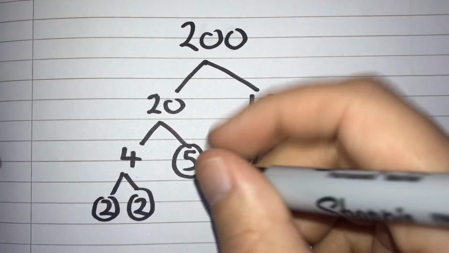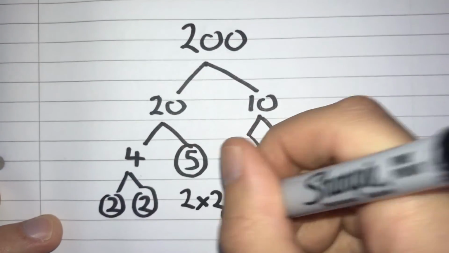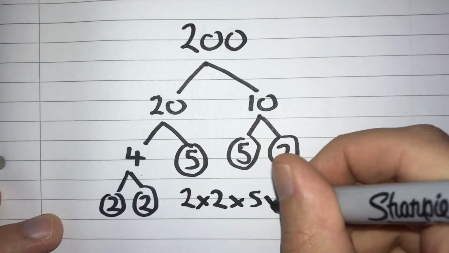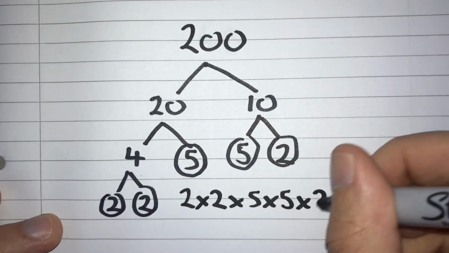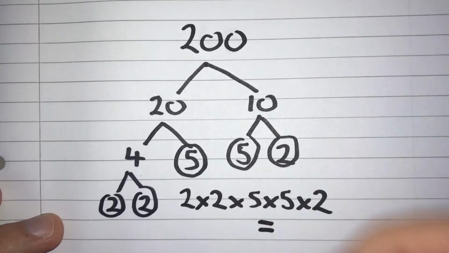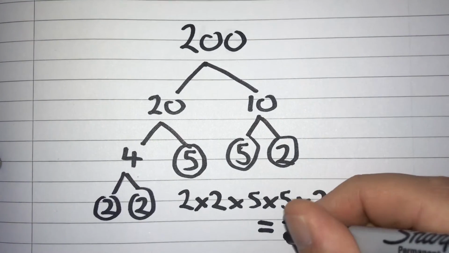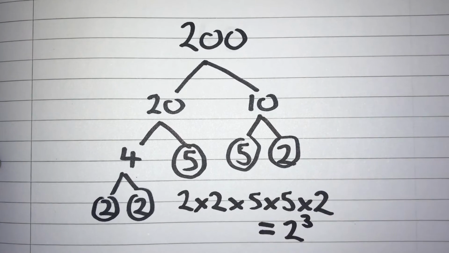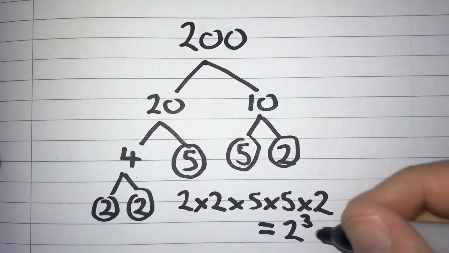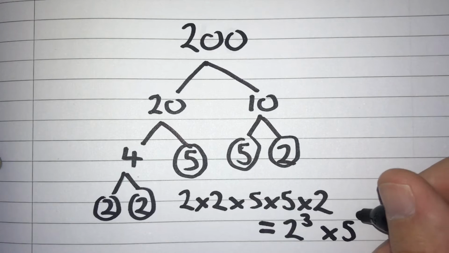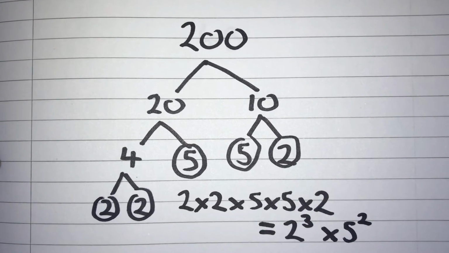So we can write 200 as 2 times 2 times 5 times 5 times 2. And of course we want to change this into index form, where we've got 3 2's multiplied together. So that's going to give us 2 to the power of 3. And we've got 2 5's multiplied together, and that will give us 5 to the power of 2. So our answer would be 2 cubed multiplied by 5 squared.